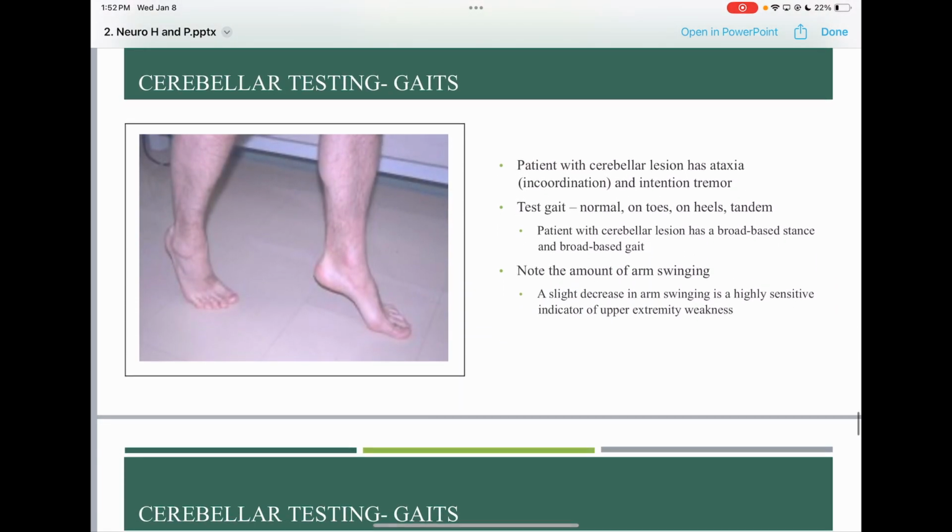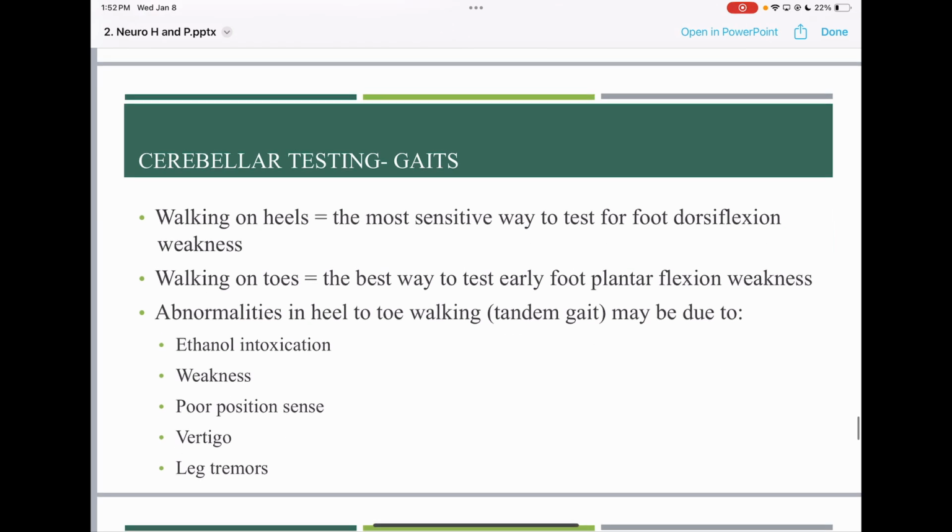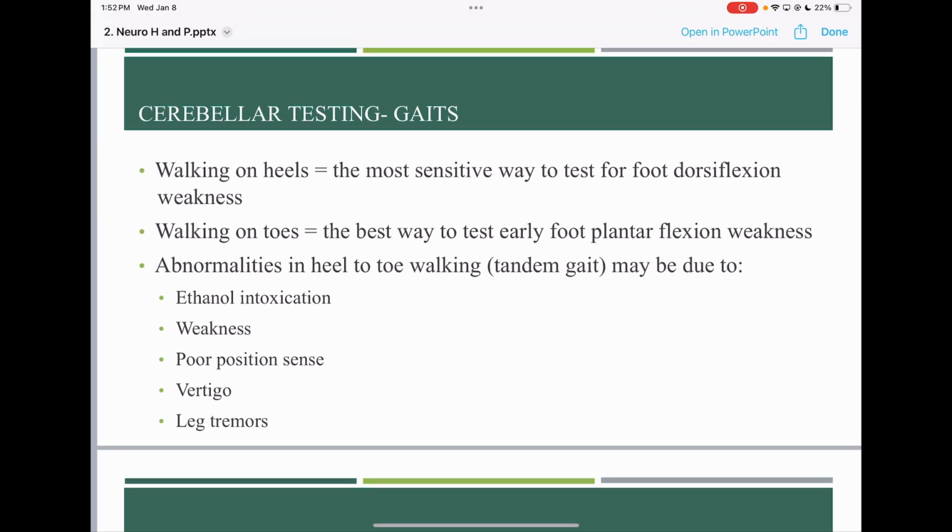Your gait analysis, okay, how are they walking in tandem, on their heels, on the balls of their feet, tippy toes, how do they do that going back and forth? How's their arm swinging? They should have a normal arm movement when they walk. If their arms are like this when they walk, that's not good either. They want to have a natural swing of their arms as they're walking. So walking on the heels, that's how you test for dorsiflexion weakness. If they can't walk on their heels because they have foot drop, make sure you guys study and know what nerve root causes foot drop.